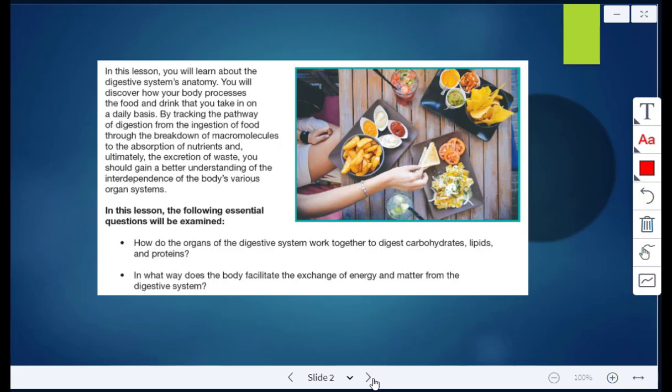So from the ingestion of food, the breakdown of macromolecules, and then absorption of nutrients, and finally the excretion of wastes. So we'll be looking at how the organs of the digestive system work together to digest the food we eat and the macromolecules in our foods, the carbohydrates, the lipids, and the proteins. And then in what way does the body facilitate the exchange of energy and matter from the digestive system?